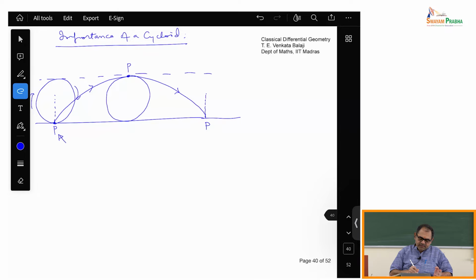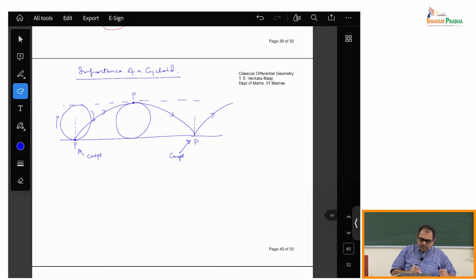these two points are actually cusps. This point and this point. Okay, and if you had moved the circle in both directions, you will get the next branch of the cycloid here. And before this, you would have got the other branch here, like this. So this is a curve that will sit on the line. Wherever it touches the line, there will be cusps.